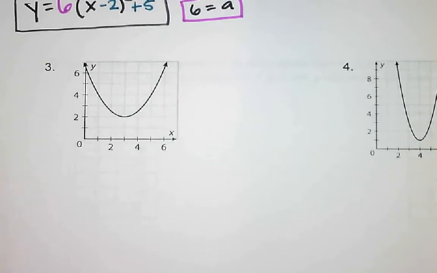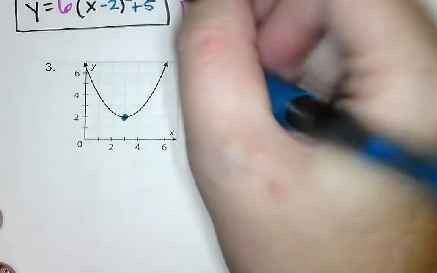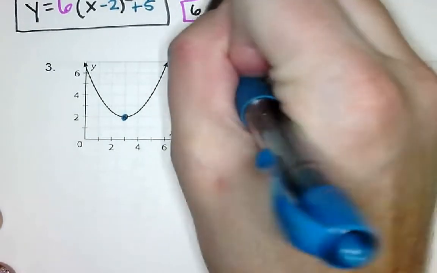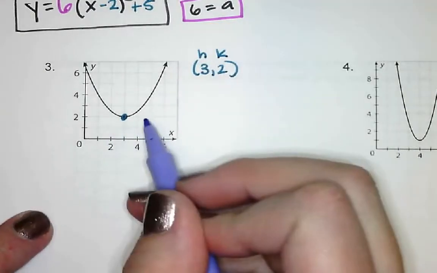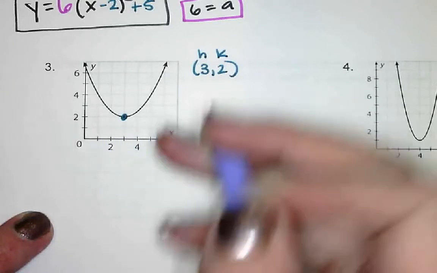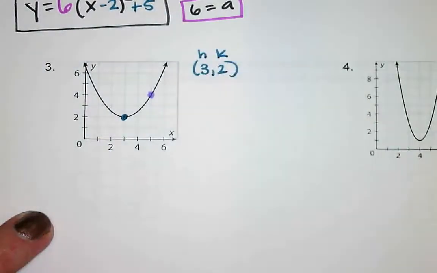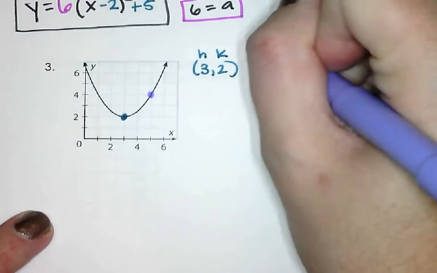So y'all, what is my vertex in this case? 3, 2. Do y'all feel good about that? So there's my h, and there's my k. And then before we get going too far, let's pick another point that we can use. What would we have here? What's another good point? Oh, we got one here. 5, 4. Y'all cool with that? So I'm going to go ahead and pick that point now. 5, 4. So we have my x and my y.